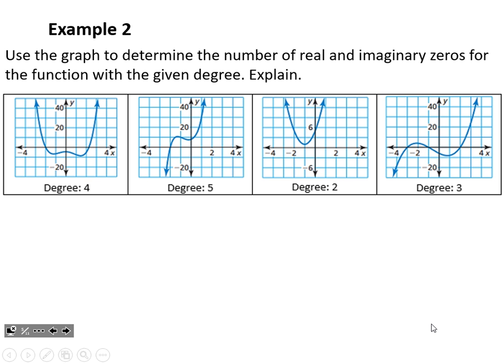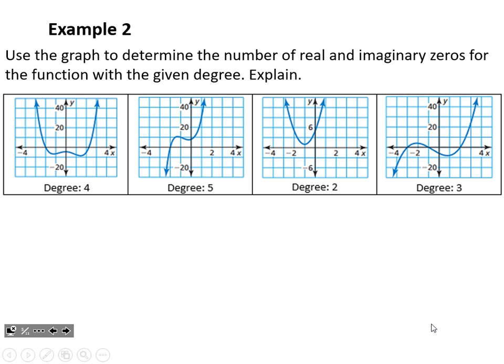All right, example 2, again just kind of broadening our look at polynomial functions. Now we're going to look at how we can use the degree of the function and its graph to help specify what those solutions look like. Because like we said earlier, sometimes they're real, sometimes they're imaginary, sometimes they're coming in conjugate pairs.